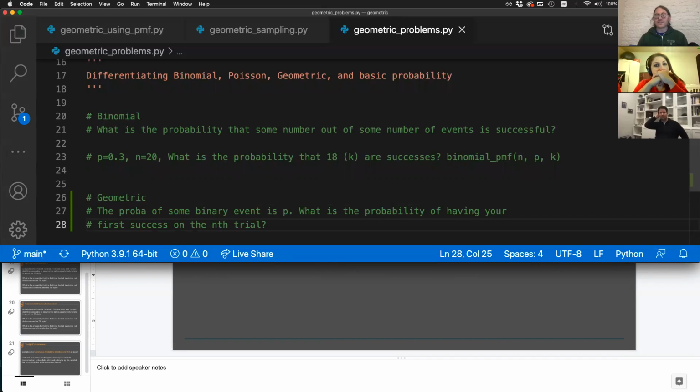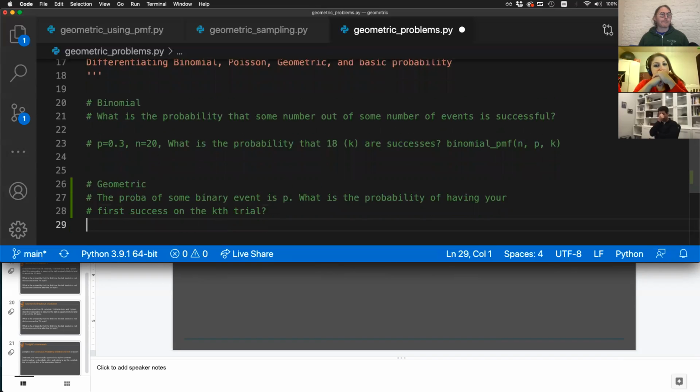You have a probability of success known somewhere, and you're asking, what is the probability of having your first success, or some count of failures, before some nth trial. So I think I'll leave that as k.